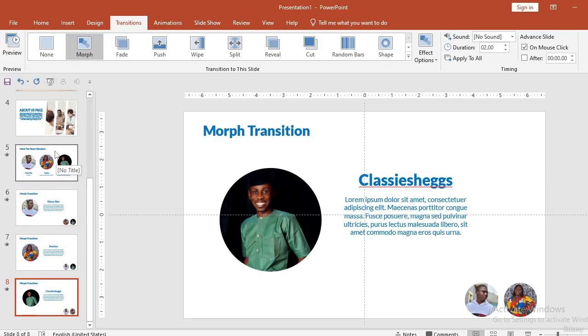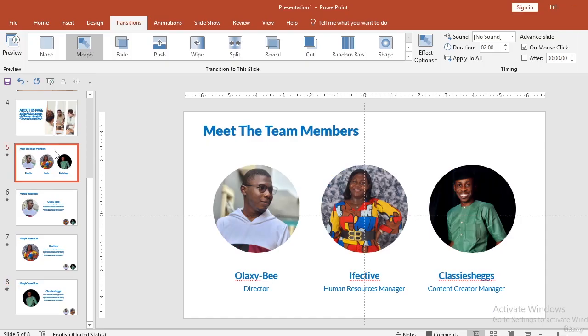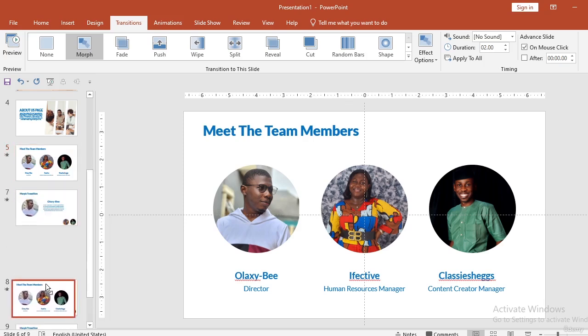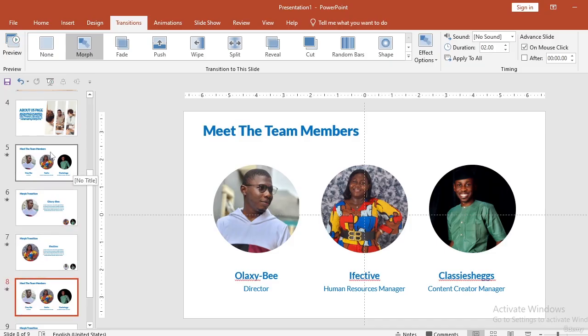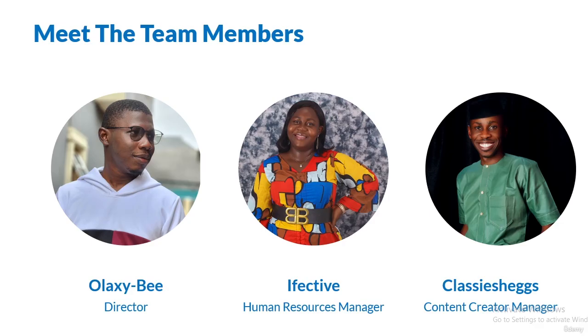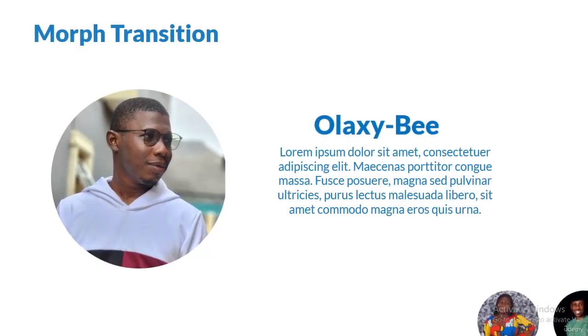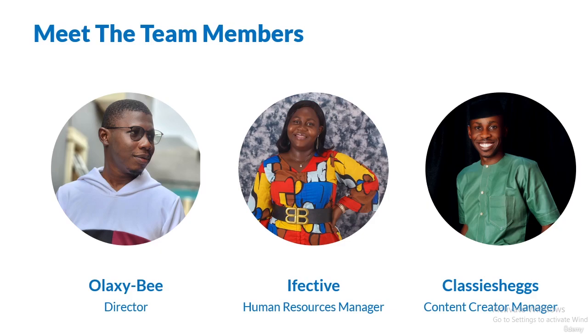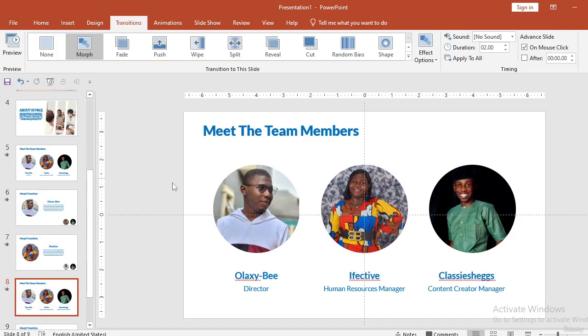What we are going to do now is duplicate slide number 5. Right click on it or press Ctrl D. We will bring it to slide number 9. Let's preview it again to see how beautiful it is. So this is how to add or apply morph transitions to your slides.